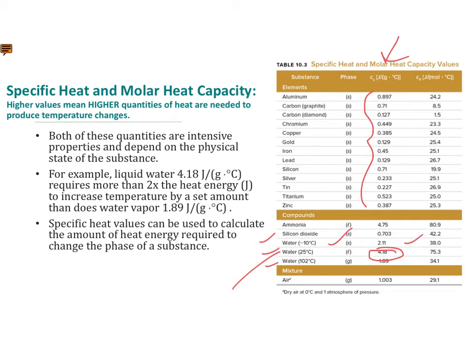So what do these values tell us? The bottom line is the higher the value means that higher amounts of heat are required to raise the temperature. Higher value means higher amounts of heat are required to raise the temperature. So water is hard to raise the temperature. It's hard to heat up. And so that's why the water feels cool in the middle of the summer and the sand burns your feet off.